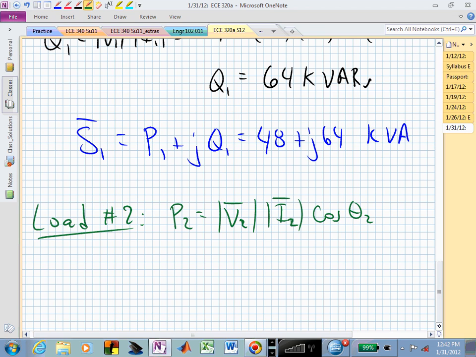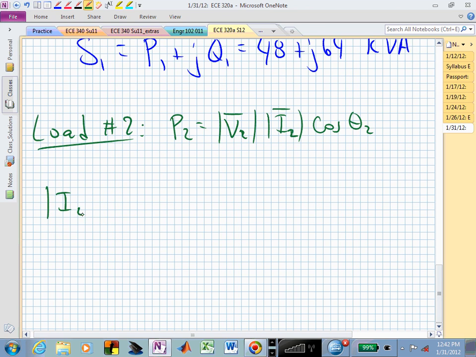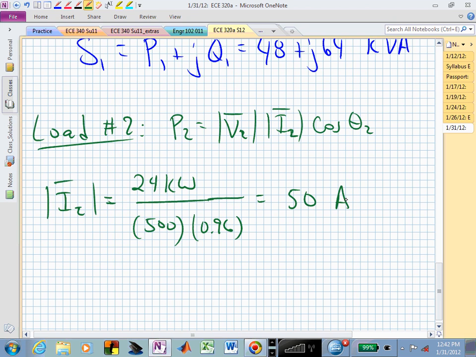If we now solve for I sub 2's magnitude, given the information that we have, this is 24 kilowatts. V2, which is V1, is 500. And the power factor was 0.96. This ends up being 50 amps.